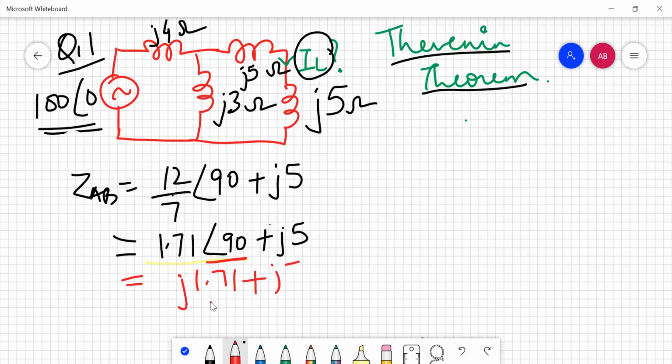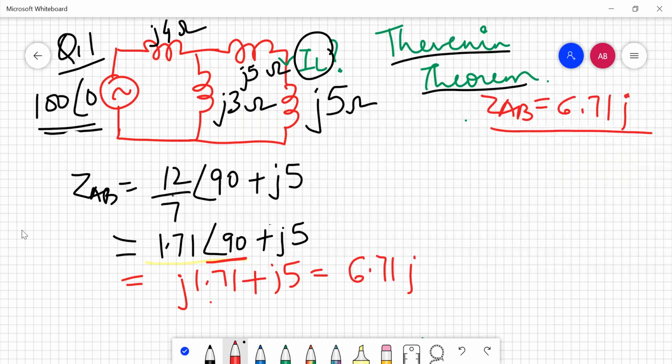So now we have to add them both, that gives me the value of 6.71 J. Right, so this becomes my ZAB. So I can jot it down here that my ZAB is coming out to be 6.71 J.